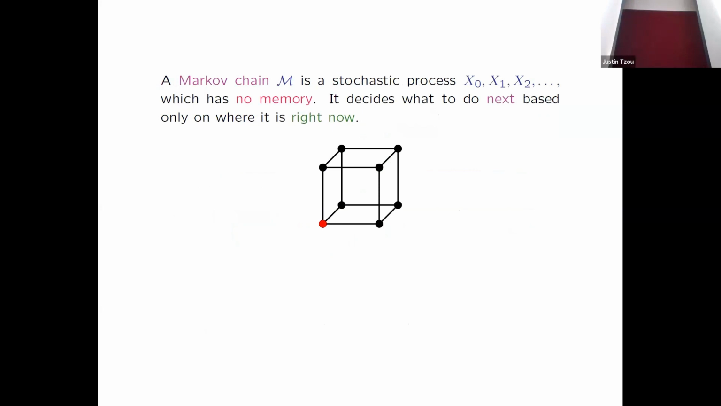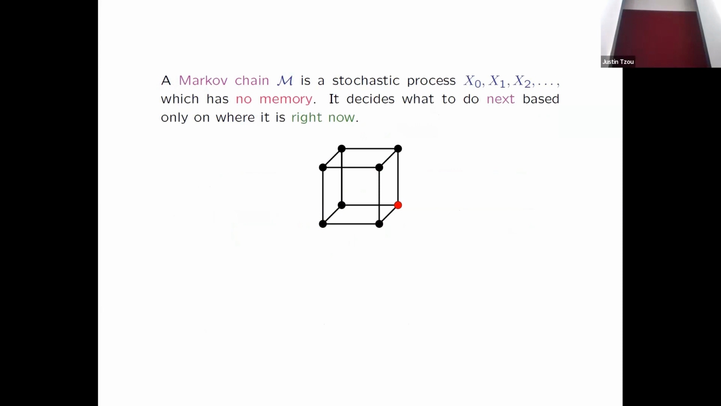So I'm going to give you a quick tutorial about what you need to know about discrete time Markov chains. So here's a little Markov chain running on a cube. The current state is a vertex of the cube. And at each time step, it just decides which edge to walk along randomly from the 3 edges it has.